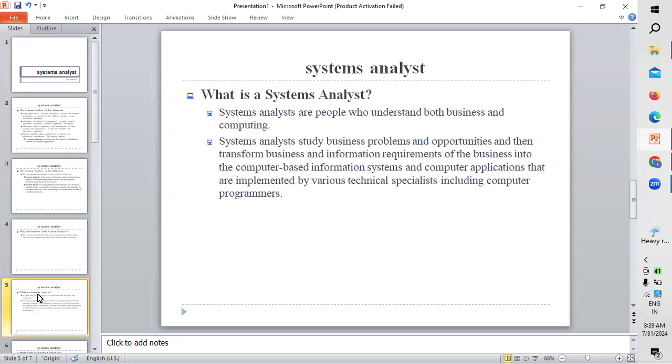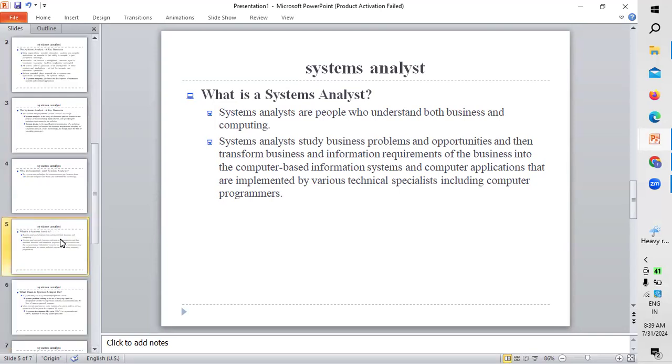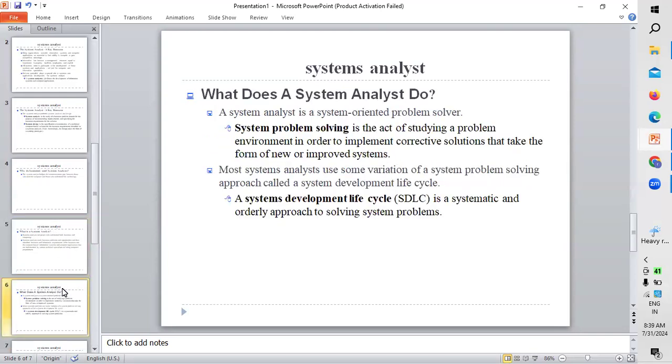They will be involved with computer programming people. So this is all something which we normally do as a systems analyst. So what do systems analysts do? There are two things. One is understanding the system problem, what exactly the problem of a system is. They have to study the problem and the environment in order to implement corrective solutions, to improve new systems or enhance the existing systems.